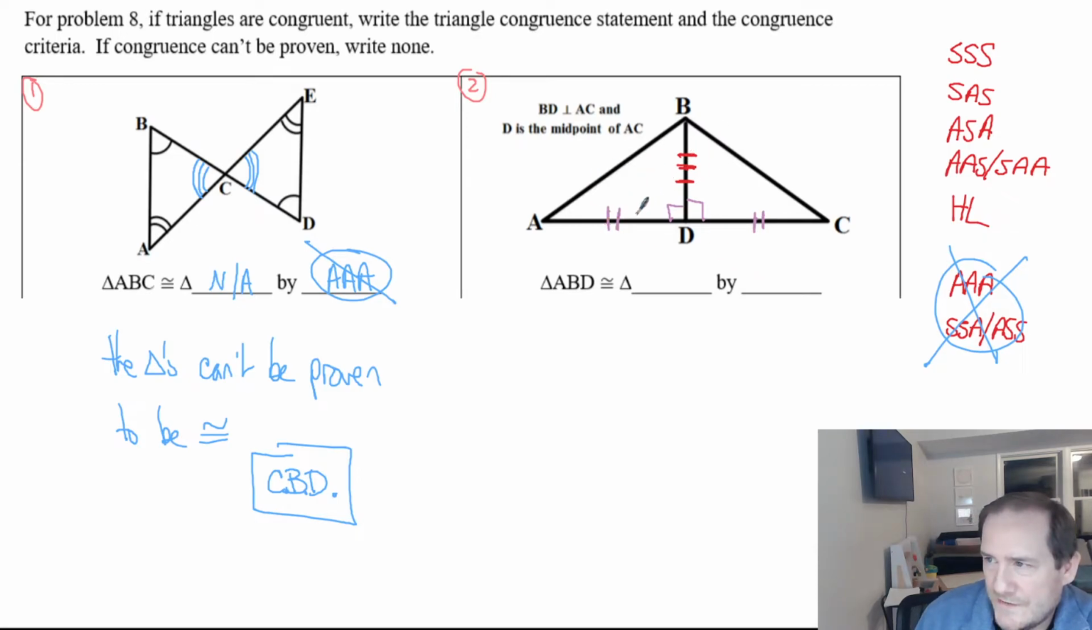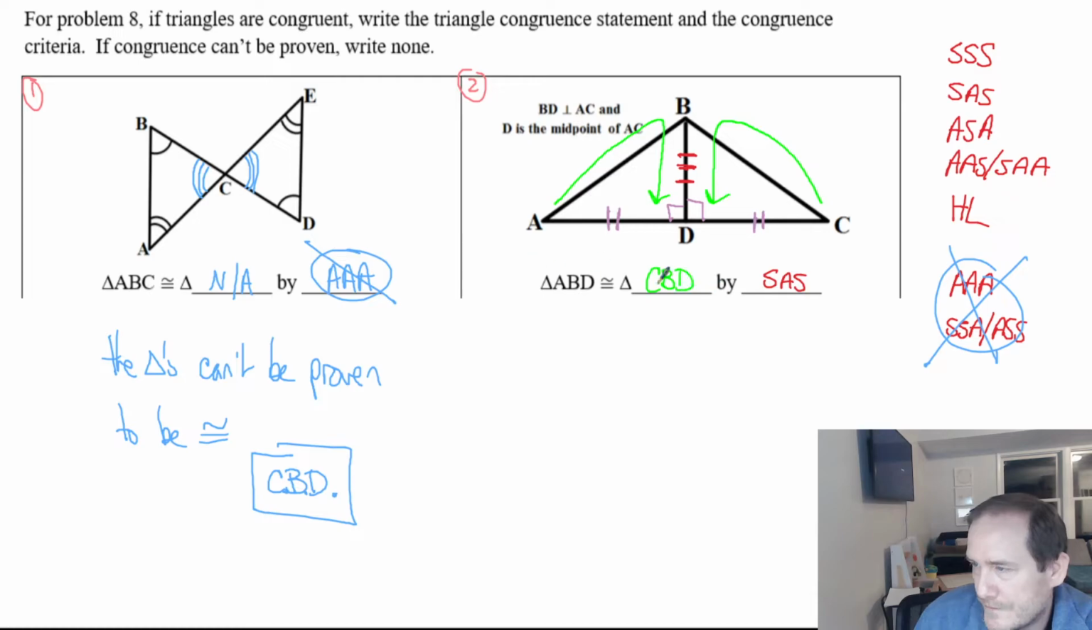So we do have 3 pairs of congruent parts. We have sides, angles, and sides. So this is SAS. And again, they named this ABD, so they're kind of going up and down like this. So to name the other triangle, we'll also follow that same sort of naming pattern. If they said ABD, we better say CBD. And that's it for number 2.